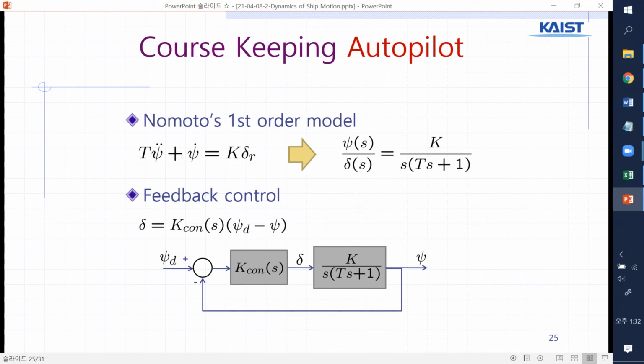And there is an equation for this autopilot, a motion equation, and also feedback control. Nomoto is a person from Japan. He developed this equation, so it follows his name.